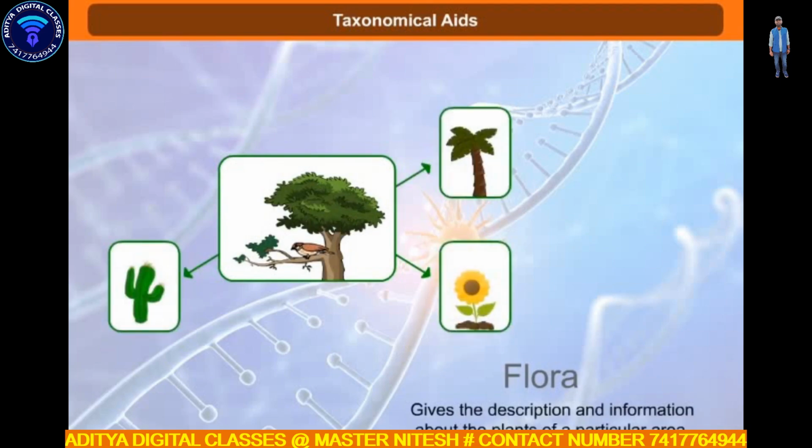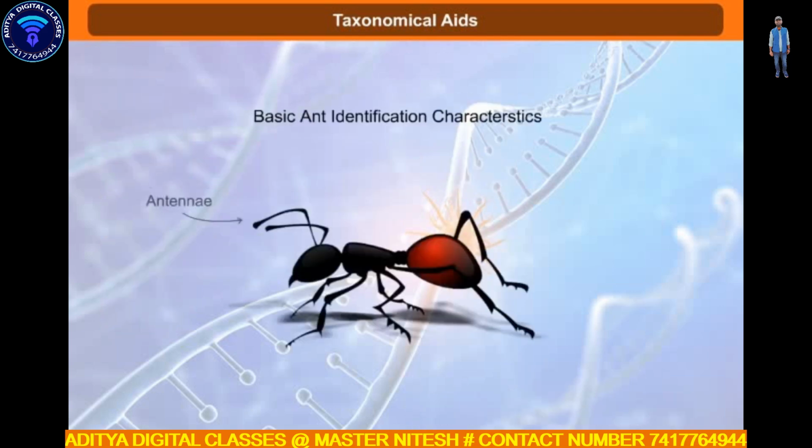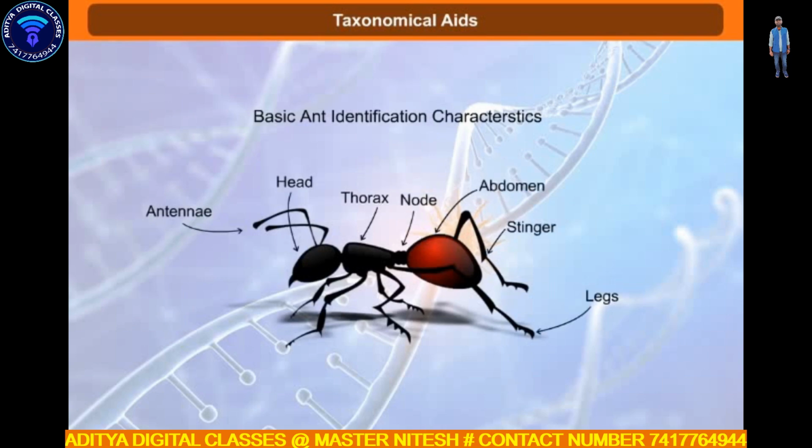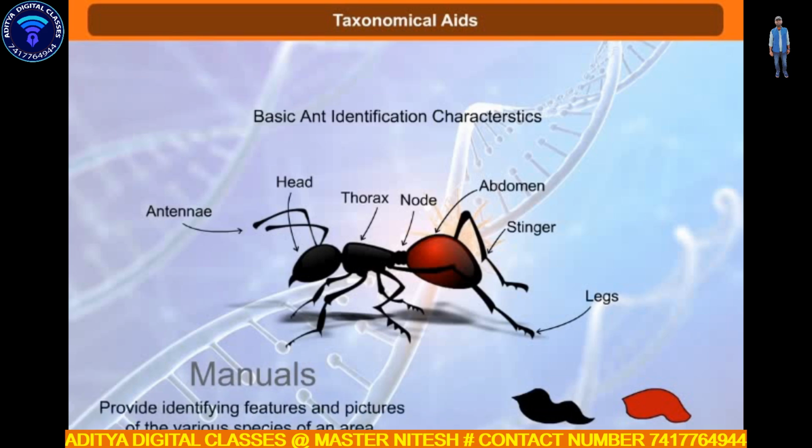Flora gives the description and information about the plants of a particular area. Manuals provide identifying features and pictures of the various species of an area.